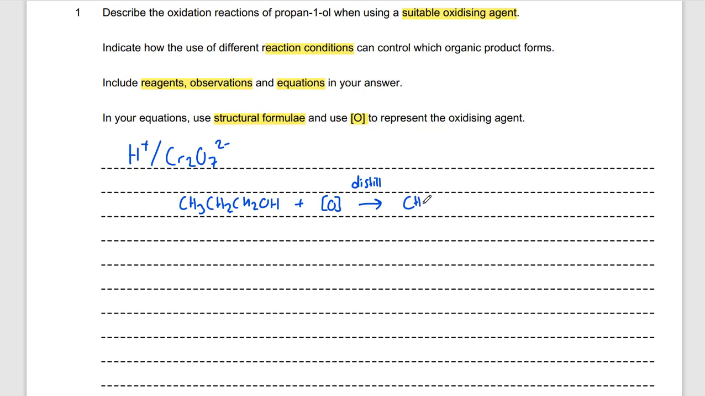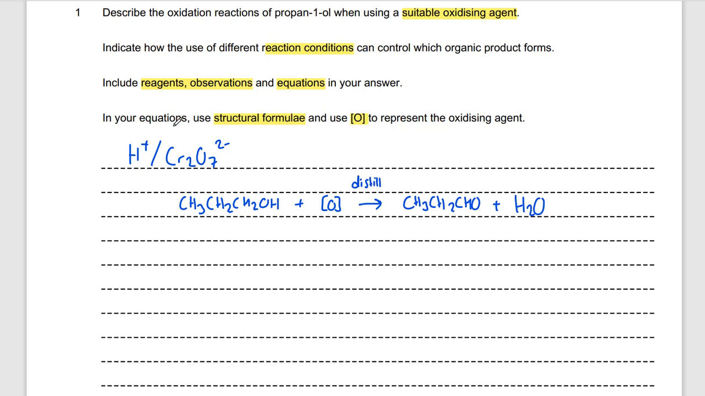Now the aldehyde is CH3CH2CHO. So we've taken off 2 hydrogens, we formed a double bond to the oxygen, single bond to the hydrogen, and we make water. Nice and straightforward. Everything balances, nothing complicated here, everyone's happy. That's the first equation. Again, that will get you a mark, and the reaction condition will get you a mark.